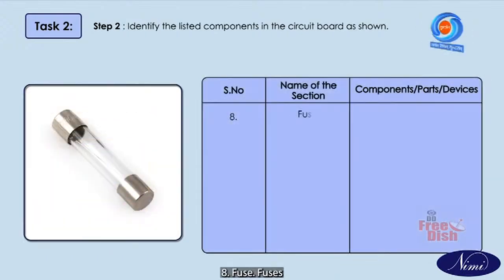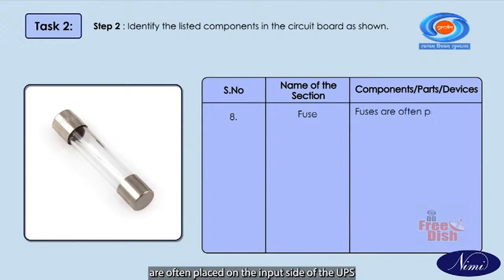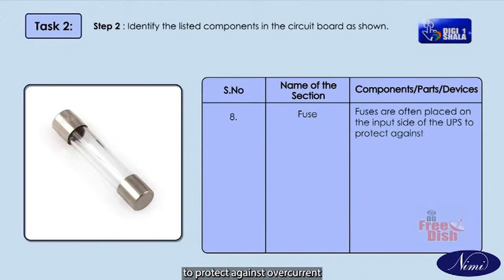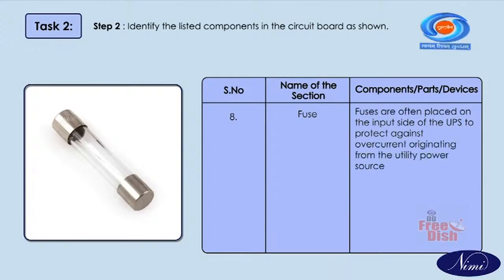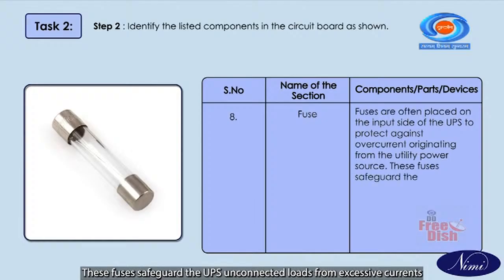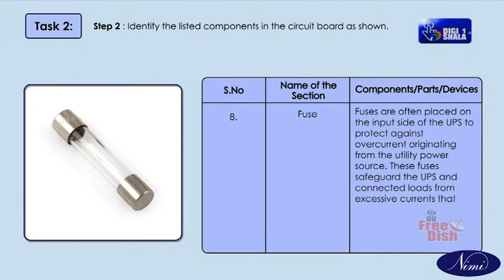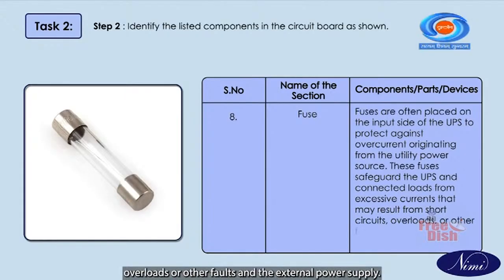Number 8. Fuse. Fuses are often placed on the input side of the UPS to protect against overcurrent originating from the utility power source. These fuses safeguard the UPS and connected loads from excessive currents that may result from short circuits, overloads or other faults in the external power supply.